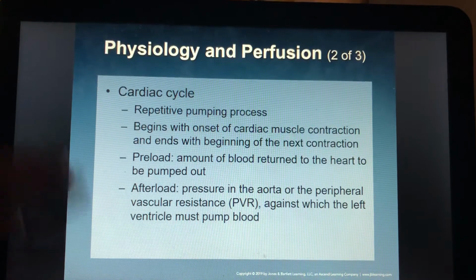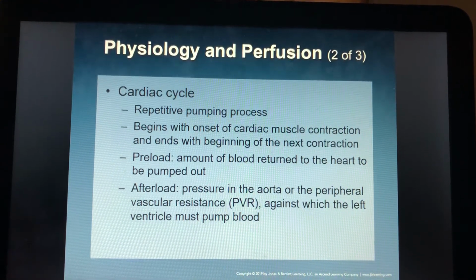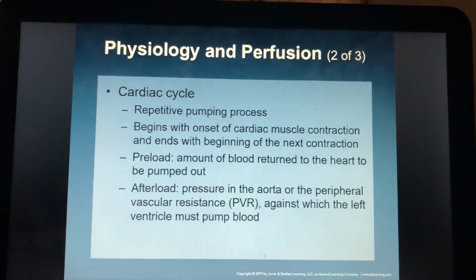The cardiac cycle, I'm not going to go into this, but basically, you know what the cardiac cycle is. The atria contract, push blood into the ventricles, the valves close, the ventricles squeeze, and it goes out either into pulmonary circulation or actually systemic circulation, starting with the aorta. One of the things I do want to talk about is something called preload.